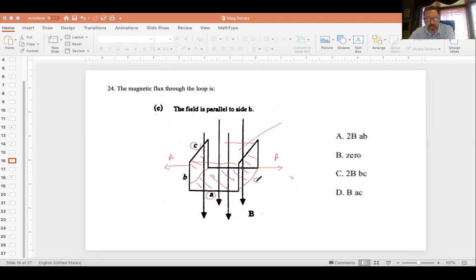Let's see, the area would be C times A, right? Or AC, maybe written in alphabetical order. That's what the area is on either the top or the bottom that the magnetic field is going through, okay? So I think then the magnetic field times the area would be the right answer. And so that's why D carries the day here.